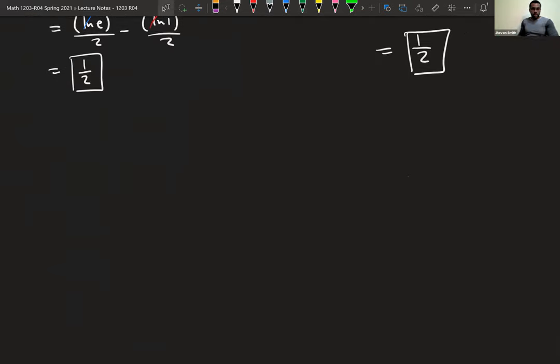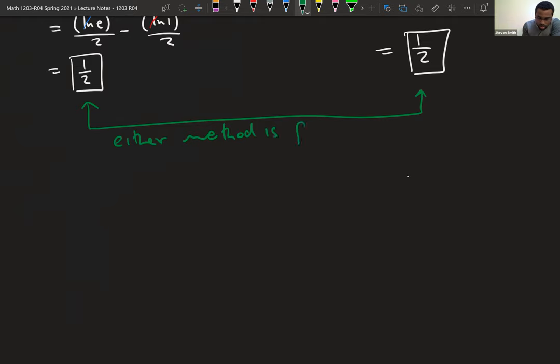At this point, I would say either method is fine. It's up to personal preference. There are situations in which I would recommend that you always change the limits and don't do method one, but those situations are all in calc two. It's not a calc one thing.